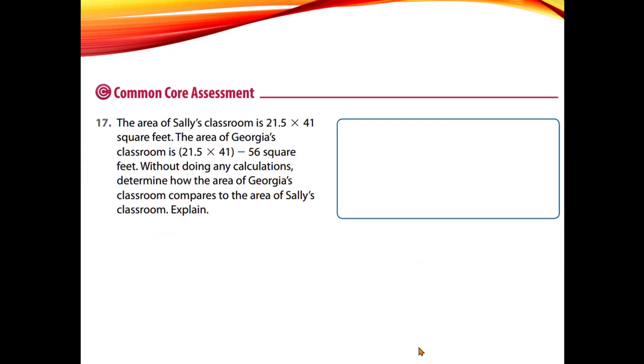Okay, here is the last question. The area of Sal's classroom is 21.5 times 41 square feet. The area of Georgia's classroom is 21.5 times 41, all minus 56, square feet. Now it's the same thing, but Georgia's one is just less by 56 square feet. So the other one is smaller. Without doing any calculations, determine how the area of Georgia's classroom compares to the area of Sal's classroom.